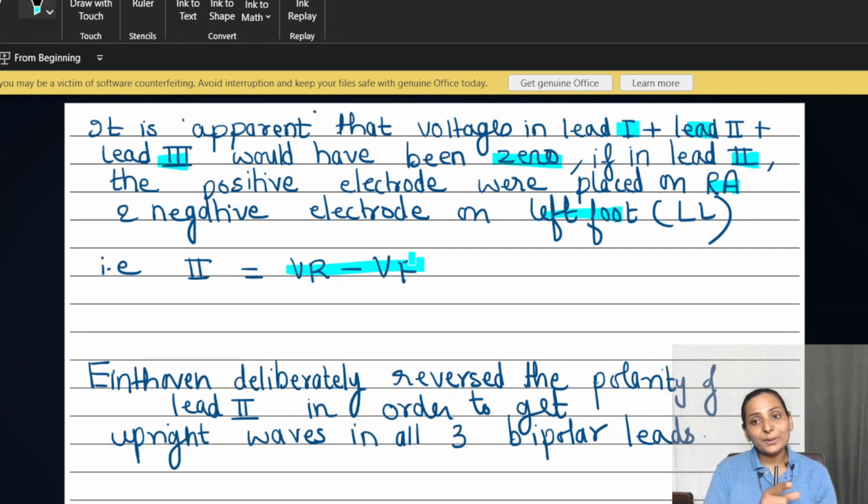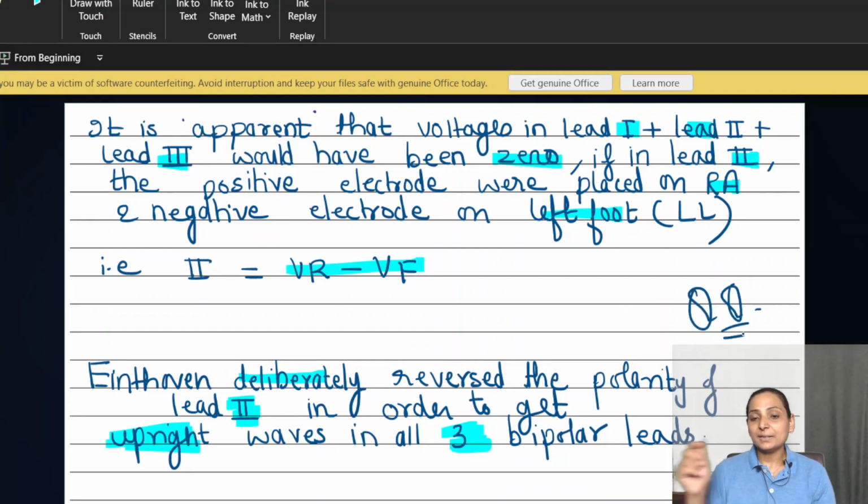Now Einthoven understood this and he deliberately reversed the polarity of lead 2. So Einthoven determined this, he examined that this would happen, and that is why he deliberately reversed the polarity of lead 2, so that in all three bipolar limb leads the waves are going to be upright. So this is a very important part to be understood, that Einthoven reversed the polarity of lead 2.